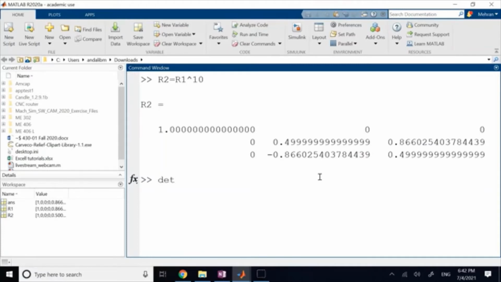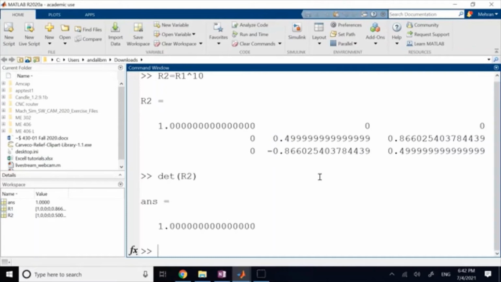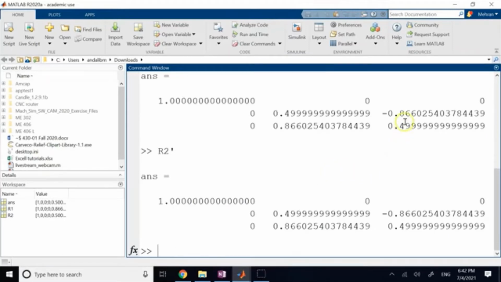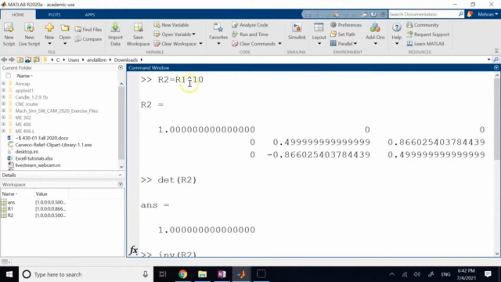Now if I ask what is the determinant of this R2, you see, still not too bad, right? Ten times still keeping it. And if I ask what is the inverse of R2 and what is the R2 transpose, if you look, the numbers are almost exactly the same, right? There is no difference as far as I can see. So it's not really too bad, and one of the main reasons here is I'm multiplying the matrix by itself.